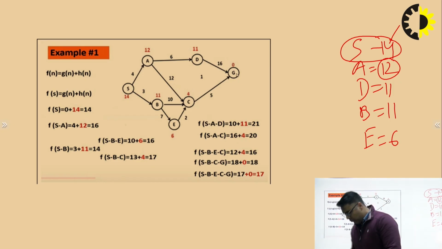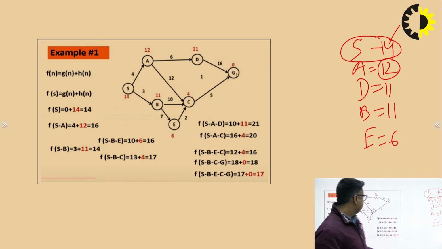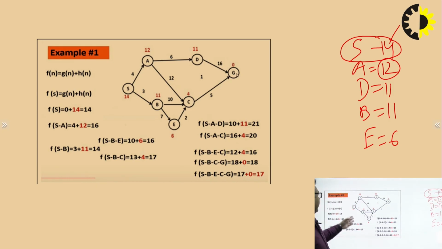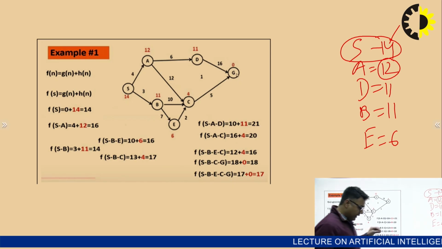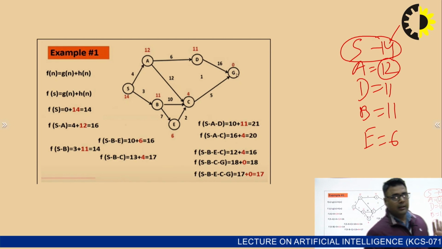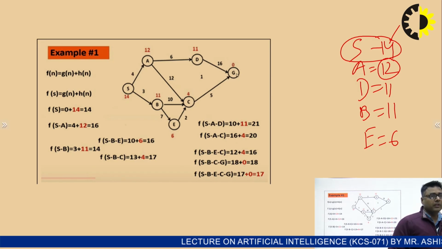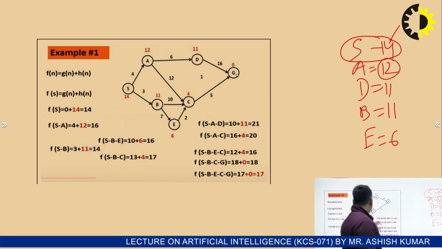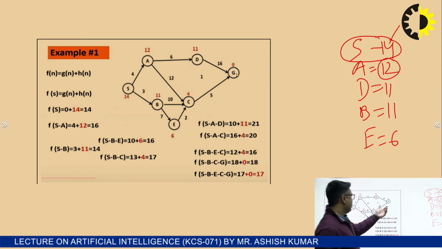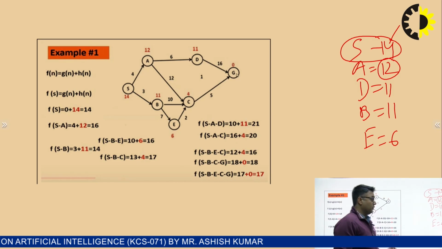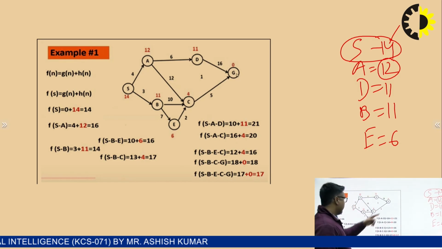Here is one example. In this example, every edge value is given and every node's heuristic value is given. S is my start node and G is my goal node. The S value, as already discussed, is 14.